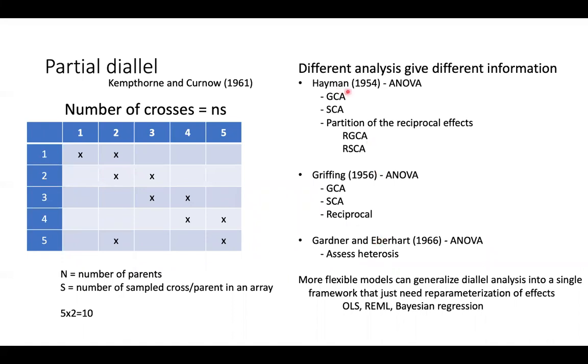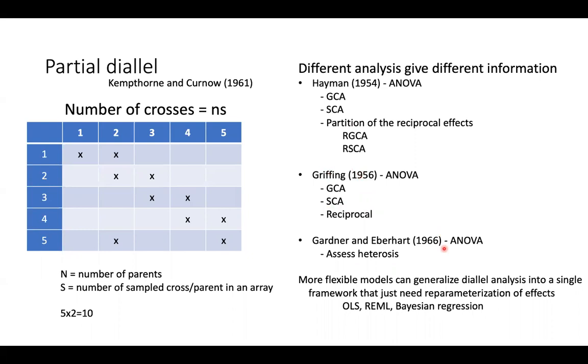So in this case here, you would get the general combining ability of parents, the specific combining ability among those combinations of parents, and also would partition the reciprocal crosses into reciprocal GCAs and reciprocal SCAs. But if you don't care about partitioning the reciprocal crosses or the reciprocal effects, you can use just Griffin, and that partition won't be generated if you use this method.